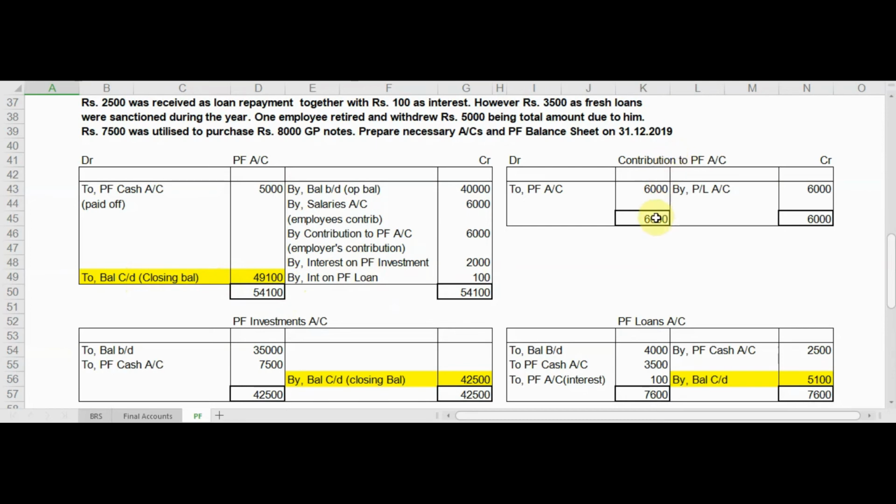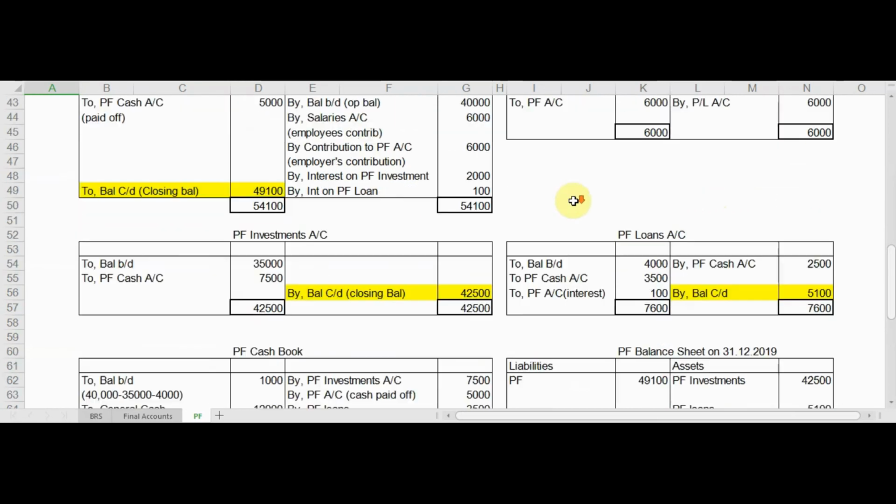Now contribution to PF account. For employer's contribution to PF, contribution to PF account debit to PF account, that is the journal entry. Now this employer's contribution is transferred to PL account. So PL account debit to contribution to PF 6,000. This contribution to PF account is closed. Nothing remains as the balance. The employer's contribution is transferred to PL account.